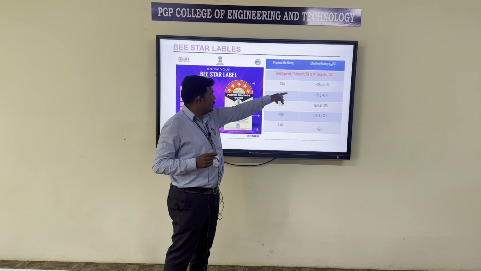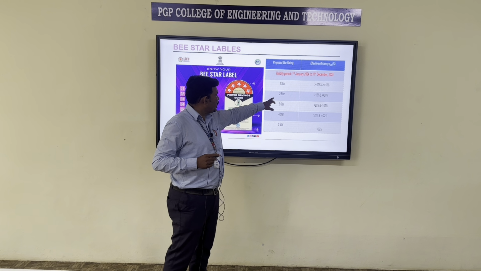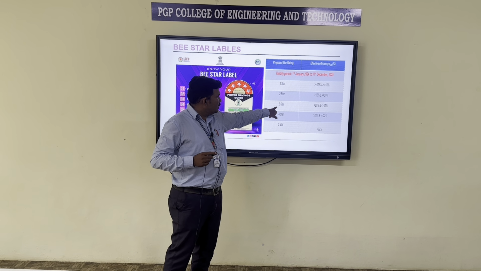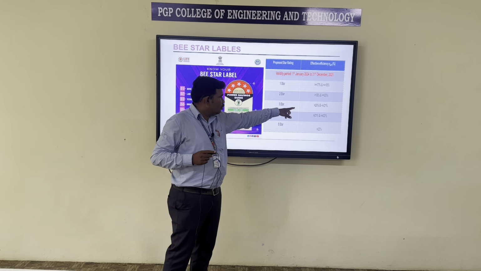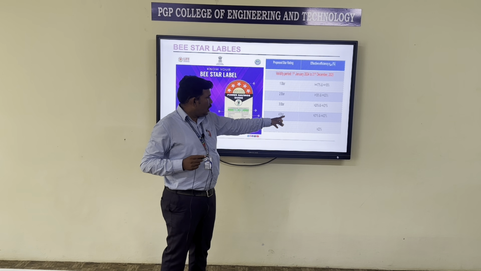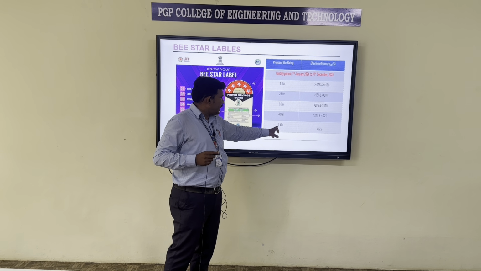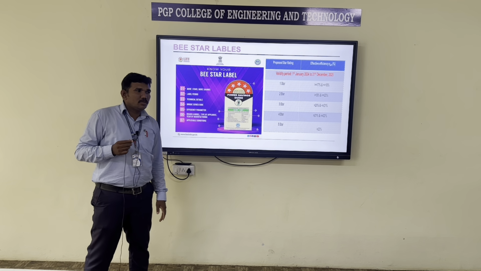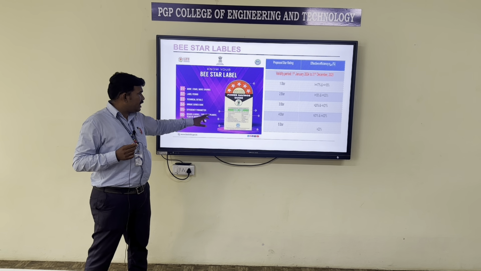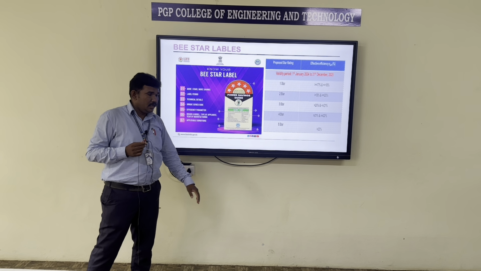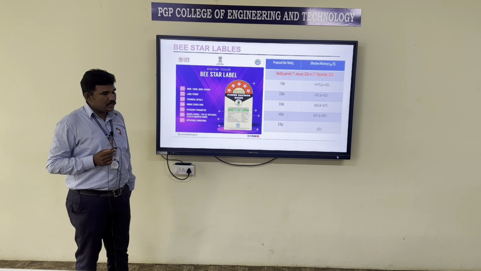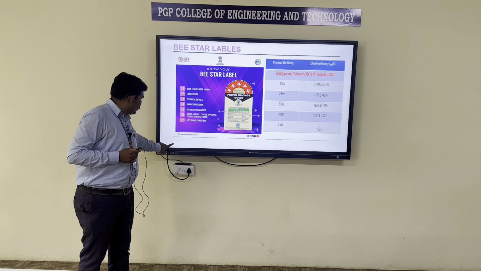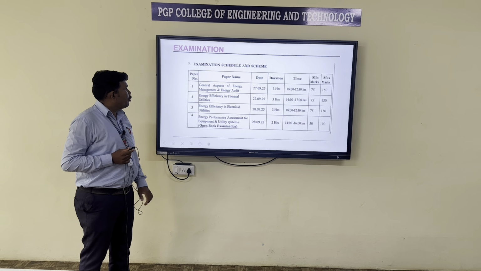So 1 star will be an efficiency of 80%. From 80 to 20% will be 2 star. 3 star will be 20 to 21%. 4 star will be 21 to 22%. So greater than 22% we get only in 5 star. So all the consumers are aware to buy 5 star rated equipment, which is given by the Bureau of Energy Efficiency.